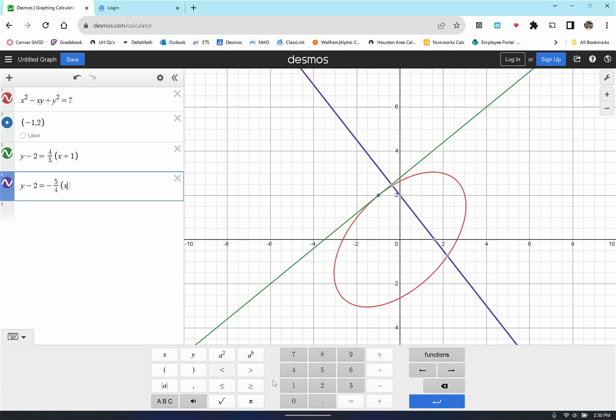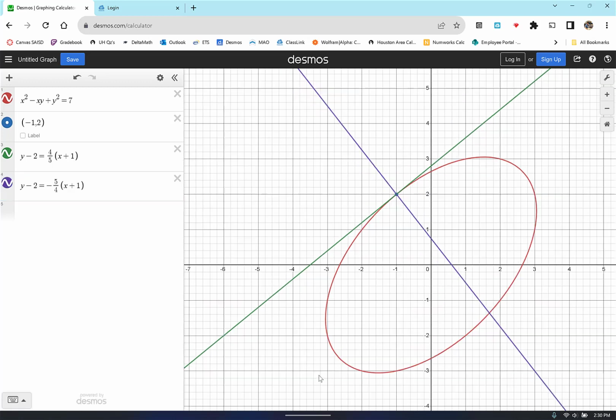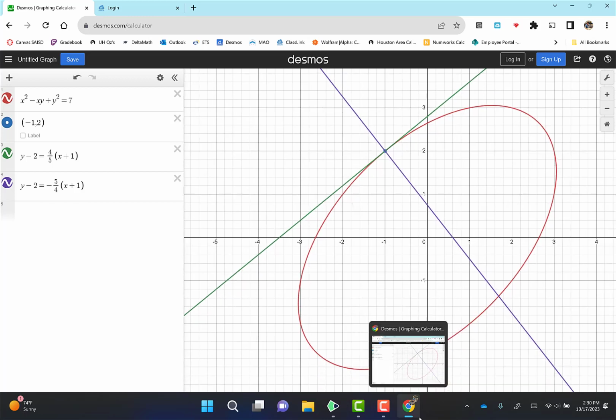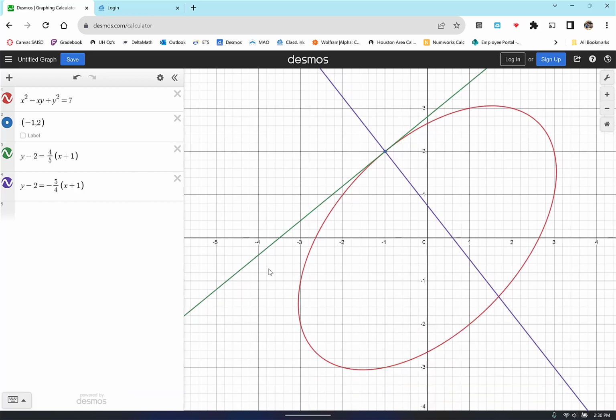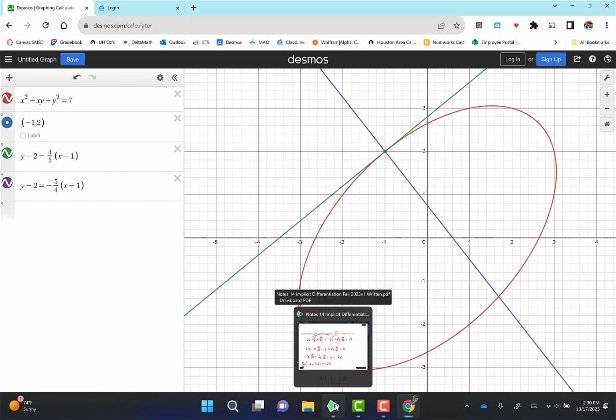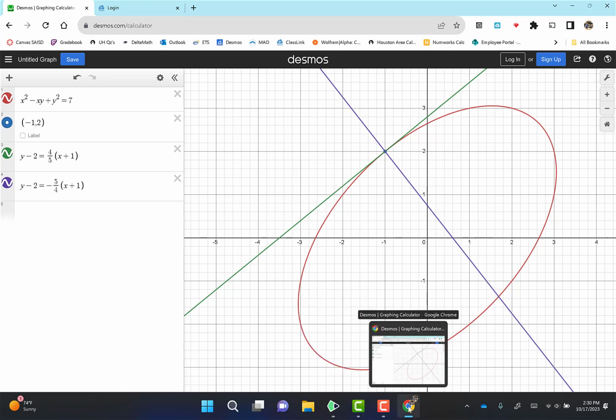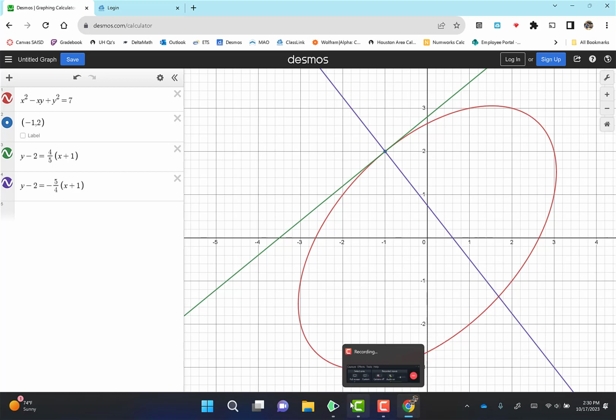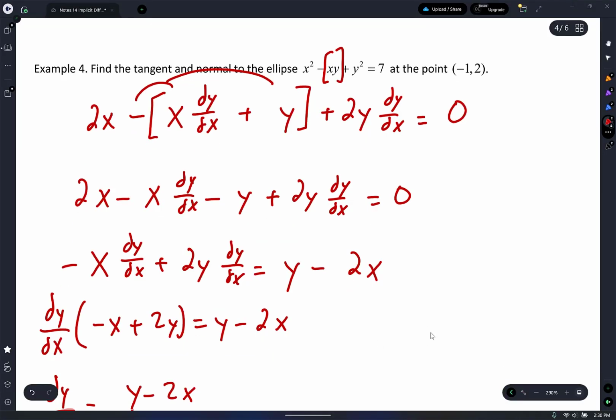x plus 1. Always opposite reciprocal. Yep, that definitely looks like my normal. Look at that, guys. Make sure that you take advantage of all this technology. Verify your stuff. Make sure that a tangent's a tangent. All right, let's go to the next one.